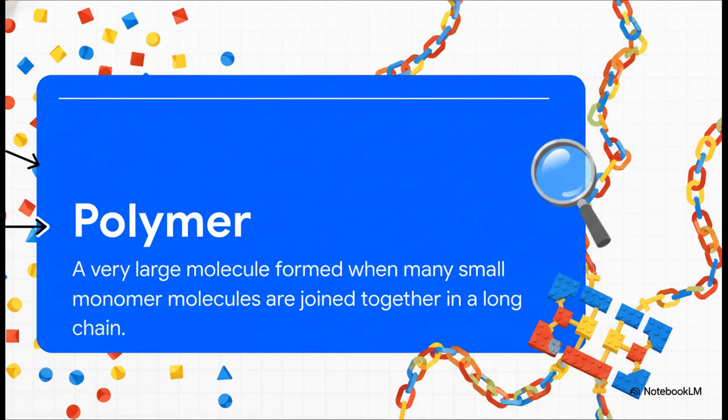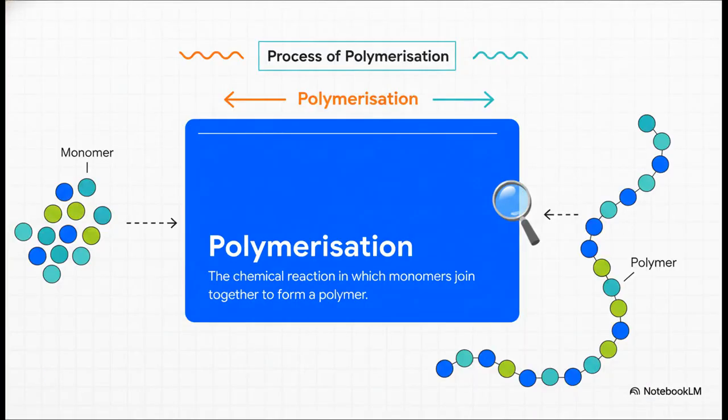So, what happens when you click hundreds or even thousands of those Lego bricks, those monomers, together? You get a polymer. This is your finished product, a huge molecule that's basically the complete Lego model built from all those individual pieces. And finally, we have polymerization. This is just the name for the chemical reaction itself. It's the process of joining all those monomers together to make the polymer. So let's recap those 3 key terms: monomer, the brick; polymer, the model; and polymerization, the building process.